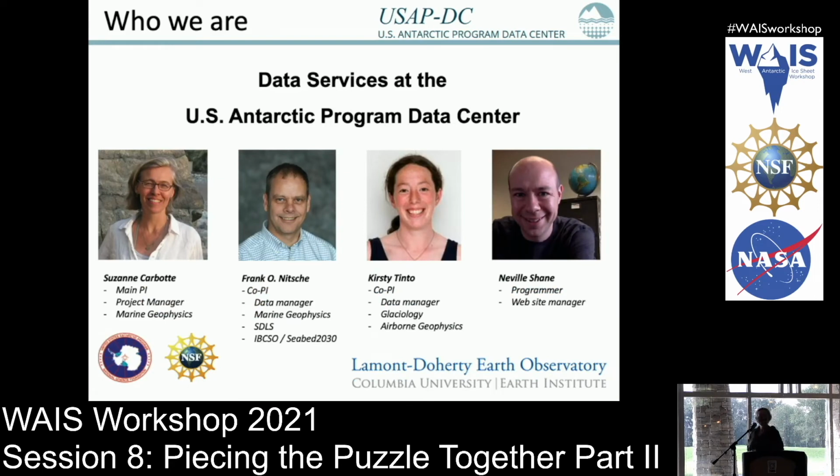So first of all, who we are: a small team. There are 4 of us. We're based at the Lamont-Doherty Earth Observatory at Columbia. Suzanne Carbot is the main PI. She's a marine geophysicist and she's involved in a lot of data repositories across different disciplines. Frank and I are the day-to-day people at the end of the email. If you email info@USAP-DC, you're going to get a reply from one of the 2 of us. We're polar scientists and interact with the science and the data science communities. And then Neville is our programmer who builds the infrastructure and makes everything work. So that's who we are.